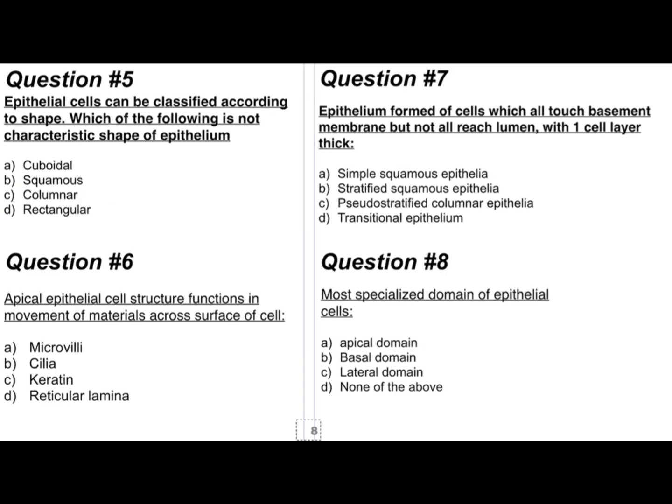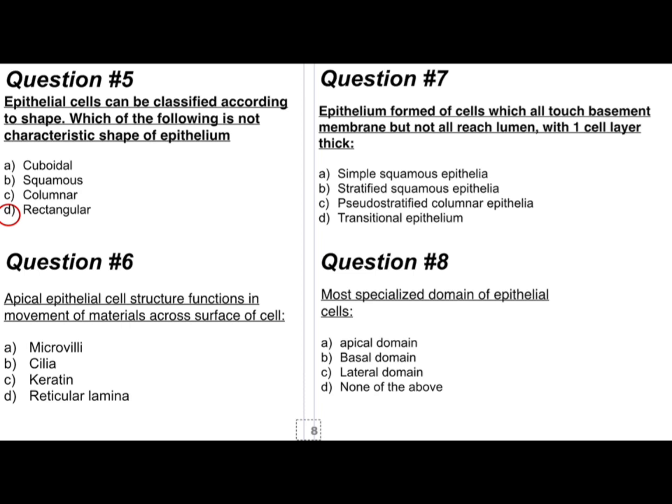Now, on the second page, question 5. Epithelial cells can be classified according to shape. Which of the following is not a characteristic shape of epithelium? A, cuboidal, B, squamous, C, columnar, D, rectangular. Cuboidal is one of the classifications of the epithelium where the cells are cubic, squamous where the cells are flattened, columnar where the cells are elongated. So the right answer here is D, which is not a characteristic shape of epithelium. We don't classify epithelium as rectangular according to its shape.